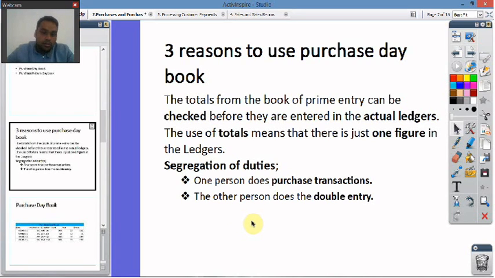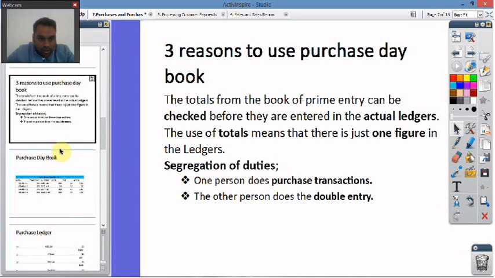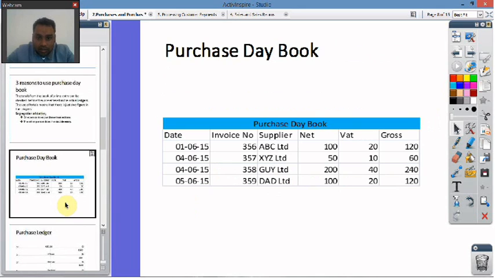For example, if you've got a larger accounting system, then you need more than one person to do a role. One person can do the sales daybook and one person can do the entries into the double entry system. That way the workload is shared rather than one person doing everything, and in a larger company that's what you need. So this is what a purchases daybook looks like. You've got the supplier, then the amounts, and then the invoice numbers that relate to those suppliers.